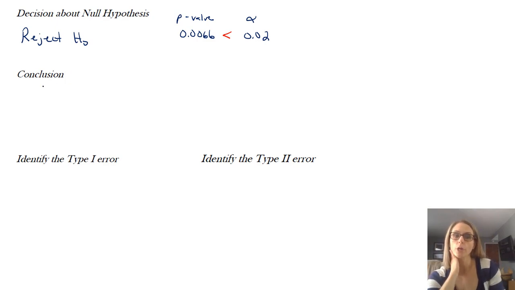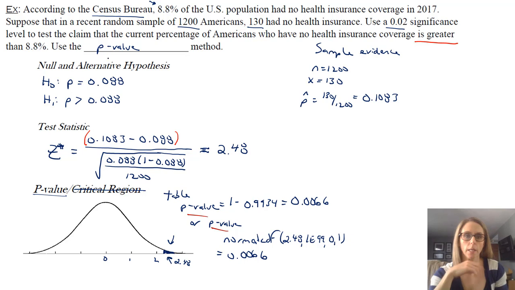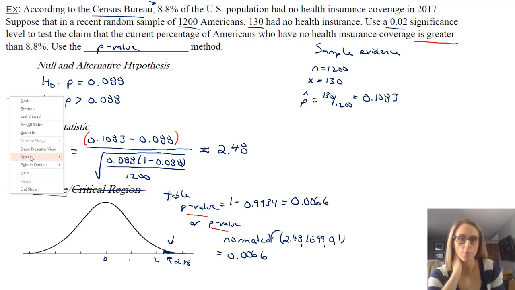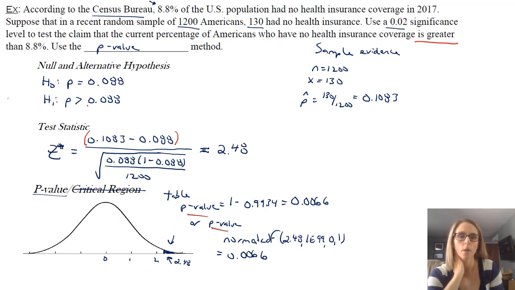Then we write our conclusion. Now our conclusion is based on two things, and that is the decision that we made, as well as what our claim is. So let me come back here and just show you another thing to think about, because we're ready for our conclusion now. Notice that the claim is that the current percentage of Americans who have no health insurance is greater than 8.8%. So this is our claim.